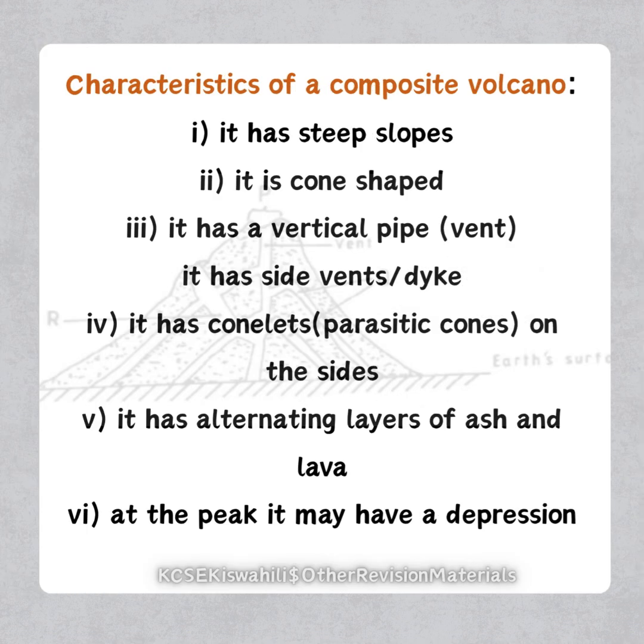A composite volcano has the following characteristics. Has steep slopes. It is cone-shaped. It has a vertical pipe also called a vent. It has side vents, which are also called dikes. It has conelets or parasitic cones or small volcanoes on the sides. It has alternating layers of ash and lava and at the peak it may have a depression.